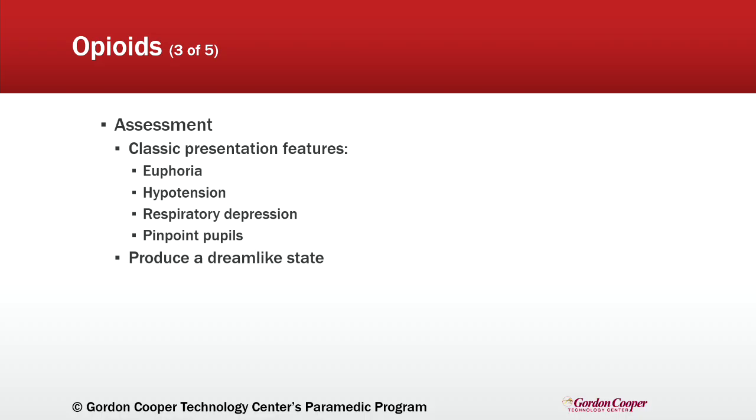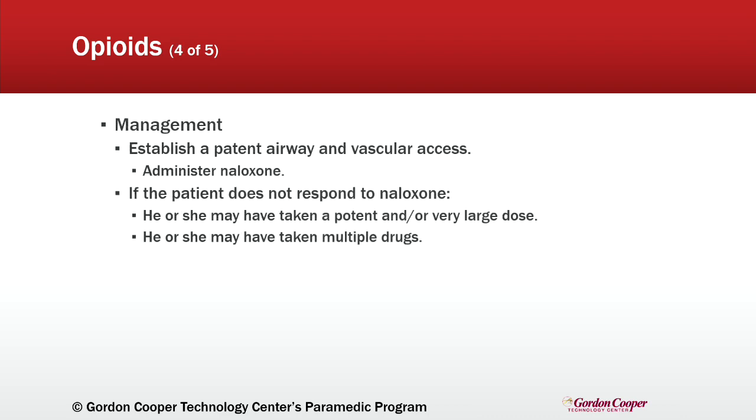Morphine and heroin are very closely related, and they can both produce this kind of dreamlike state. So the users may appear unconscious, but still be pretty lucid and aware of what is going on. They still hear and respond to everything that's going on around them.